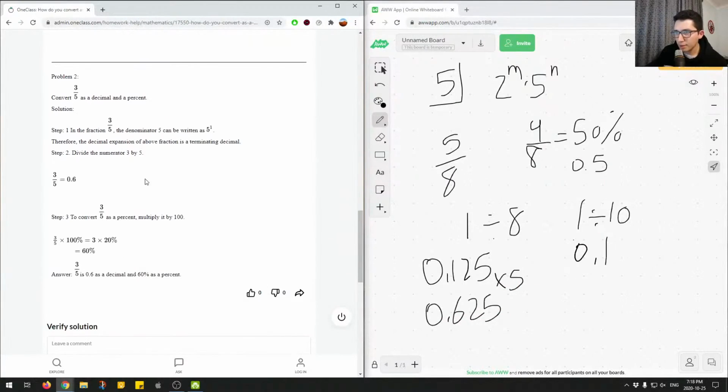And then finally, here we have 3 over 5. This is another one that can be written as 2 to the m times 5 to the n. So we know it's a terminating decimal. 3 over 5 is just 0.6. If we think about how many times 5 goes into 100, it would be 20 times. So 20 times 5 gives us 100. Therefore, we can multiply top and bottom by 20, and we'd end up with 60 over 100. That would give us 60%.